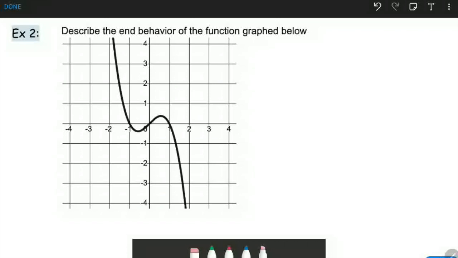I'm going to be describing the end behavior of the function graph below. And just like we did before, we're going to use that same sort of approach, looking at the left and the right ends.